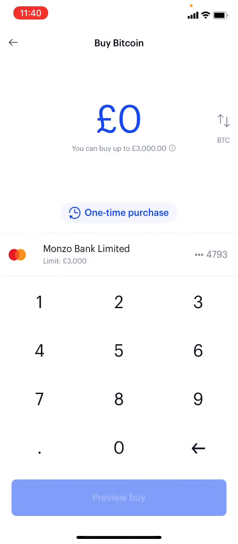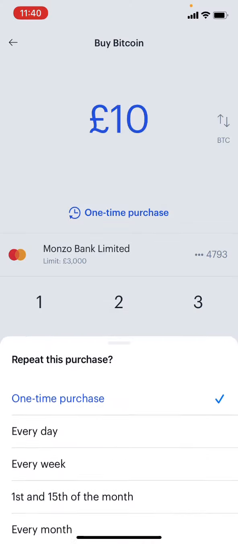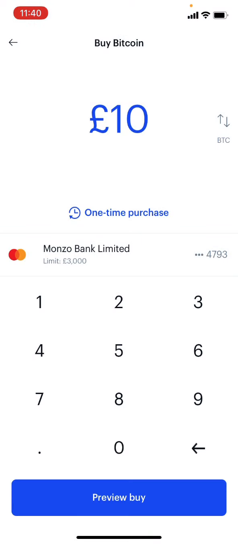Okay, so it asks how much Bitcoin you want to buy. For example, I want to buy maybe 10 pounds of Bitcoin. This 10 pounds will be deducted from the bank account you've added. It says one-time purchase, or you can purchase every day, every week, or on the first and 15th of every month. I'll buy one time, and then review buy.